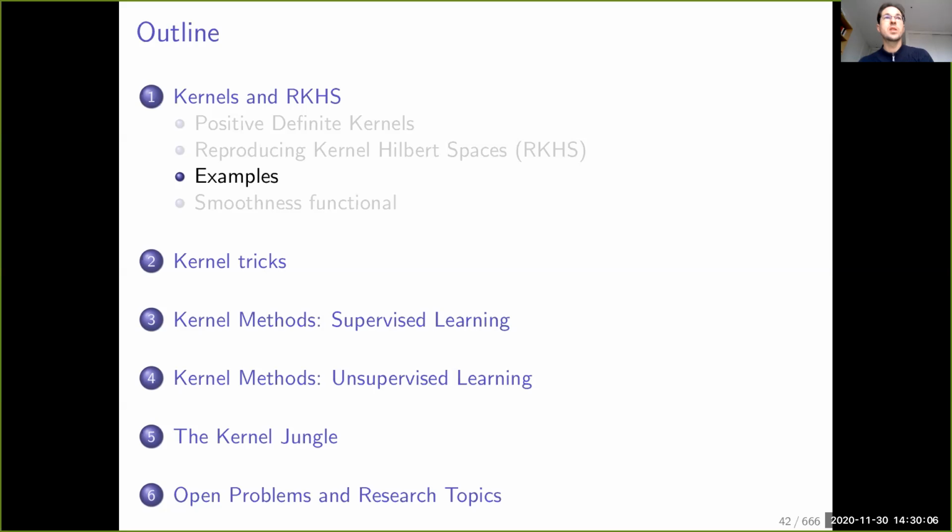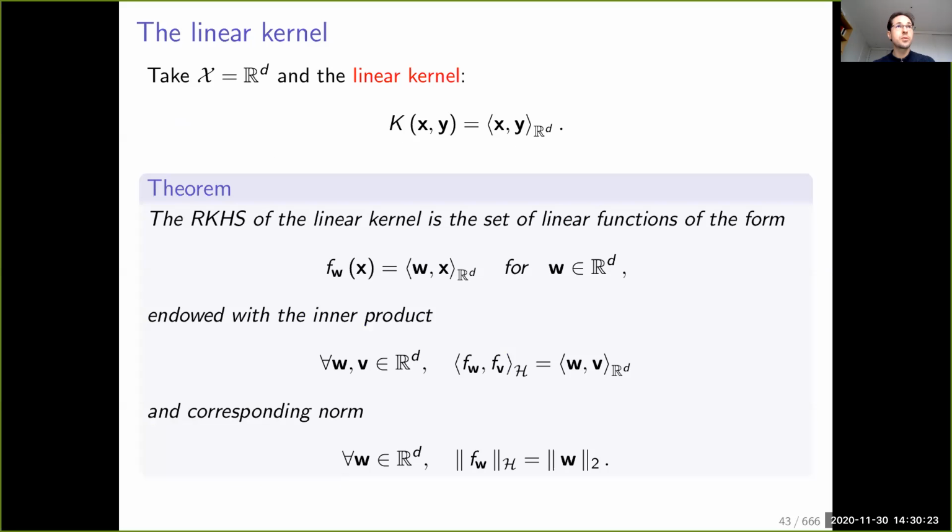Welcome back. So the good news is that we are done with the complicated proofs from last week. So what we are going to do is to try to make things a bit more concrete and give particular examples of RKHS. And let us start with the simplest one. So the simplest one is also probably not the most exciting.